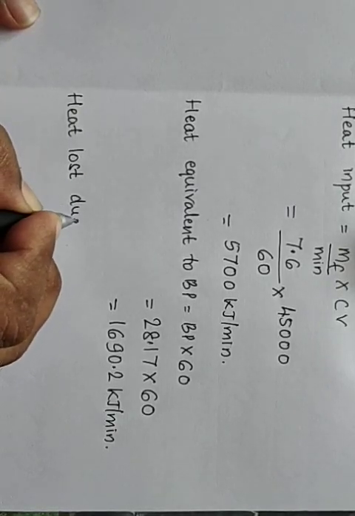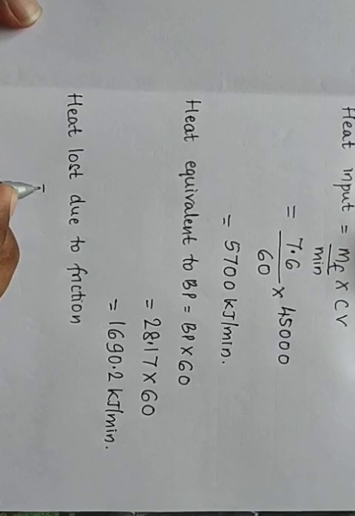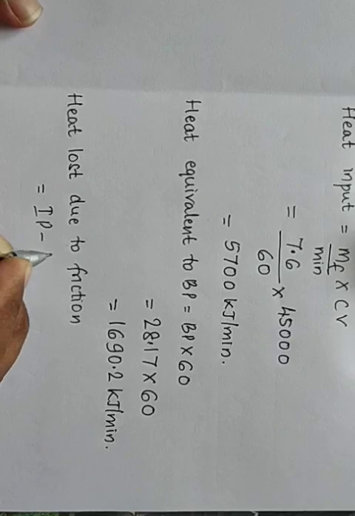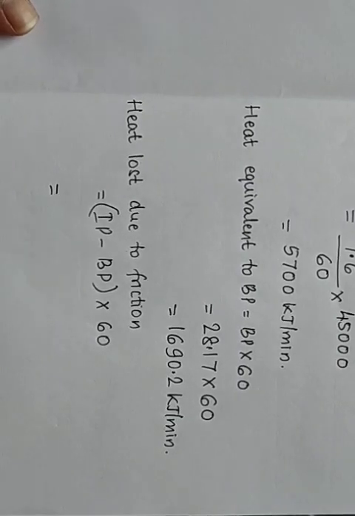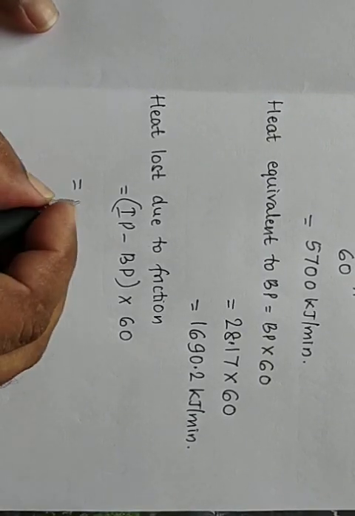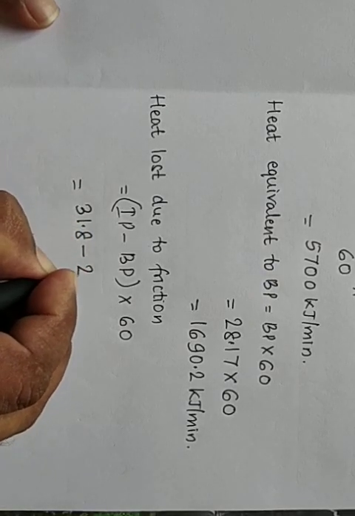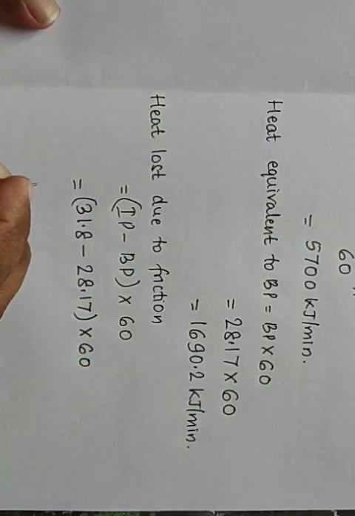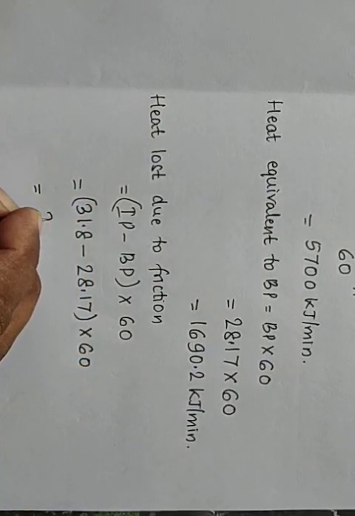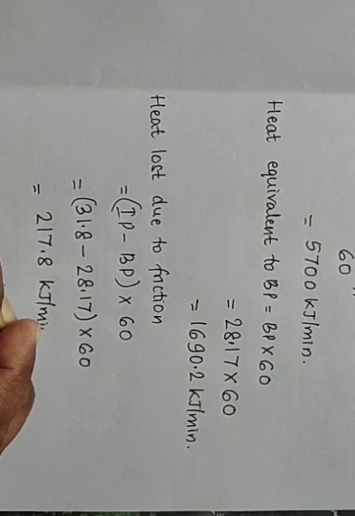Then heat lost due to friction, you can find out this also, that is IP minus BP, which gives me FP, into 60. That is, IP is 31.8 minus BP is 28.17 multiply by 60. You get the answer as 217.8 kilojoules per minute.